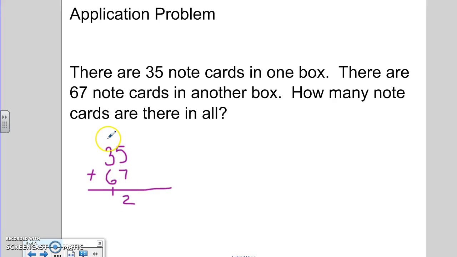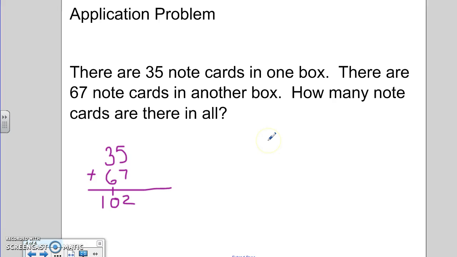Then I'm going to go to my tens digit. I'm going to add 3 plus 6. 3 plus 6 is 9. Plus 1 more is 10. So the vertical form shows me that there are 102 note cards.